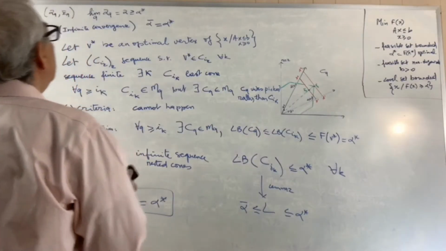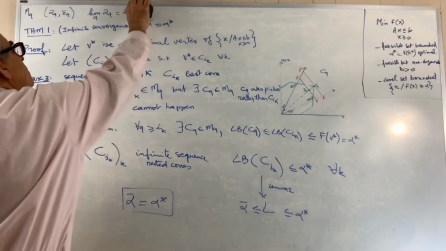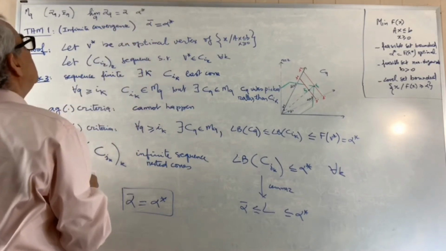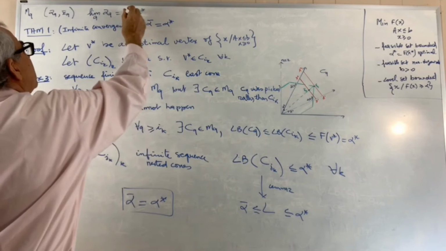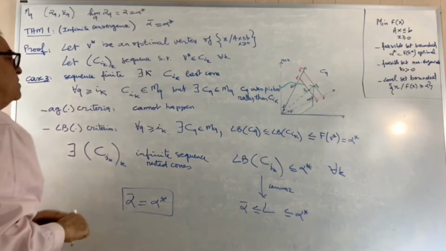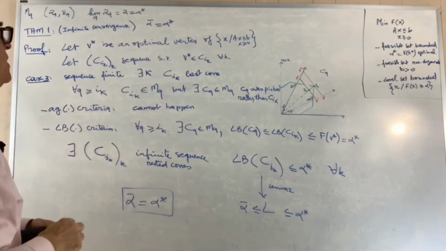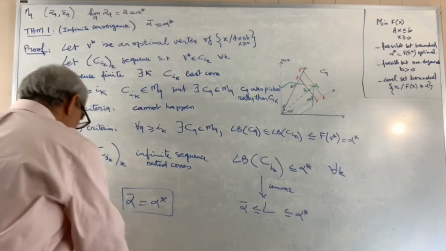So now I'm going to erase "is greater or equal to", because of the finite convergence theorem, and this is alpha bar equal to alpha star. And now we are ready to prove another lemma.